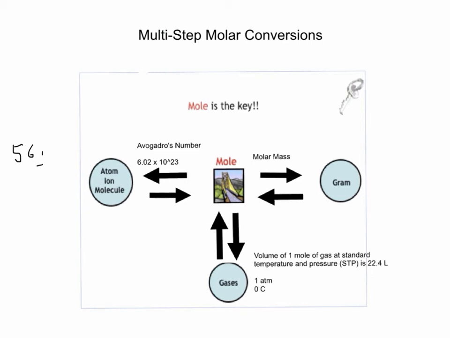If you want to go particles to grams, you can't go direct, you would have to go particles to moles, then you would have to go moles to grams. And this is why it says mole is the key. The mole is a bridge to convert one unit to another. So in order to go from one of these outside units to another one of the outside units, you have to go through the mole. Now let's see how this works.